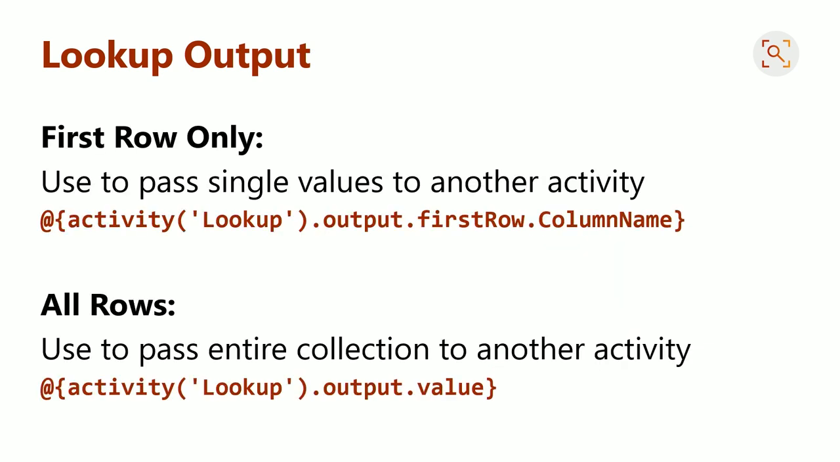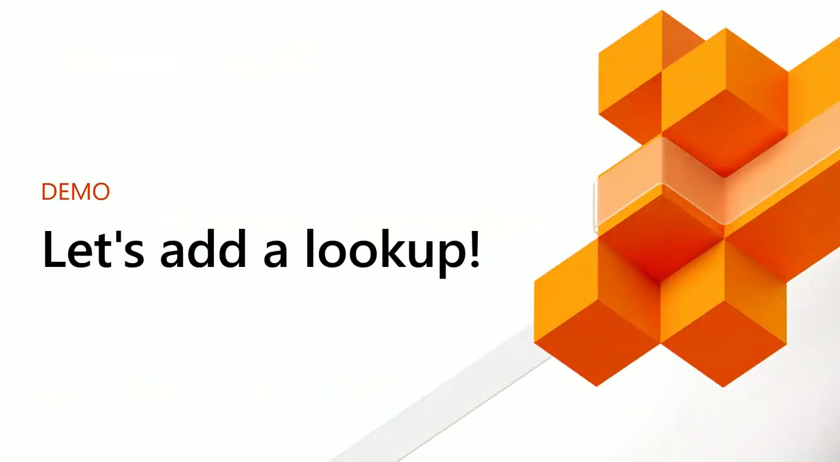So again, close that one out. First row only is if you want to get some configuration values that you have, for example, in a database, and just get some specific values that you want to use, or all rows where you get the entire collection. So let's create this final step here.